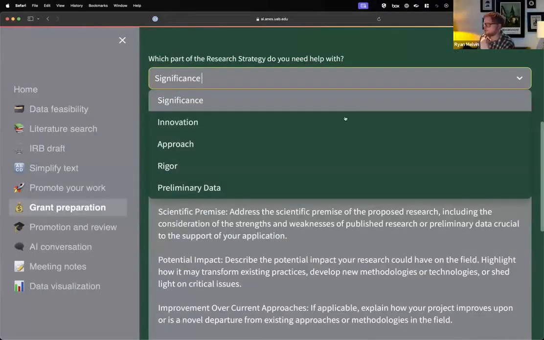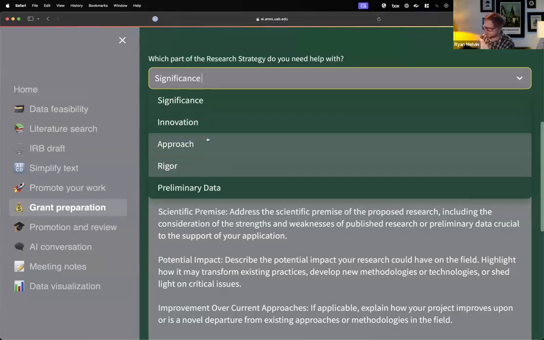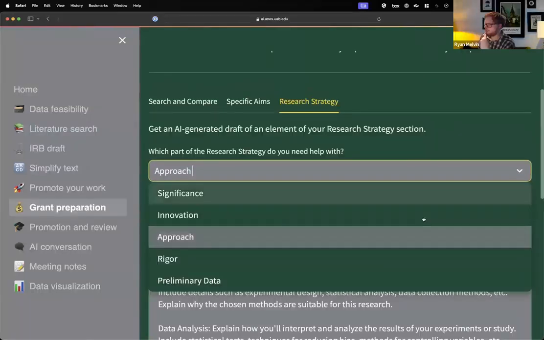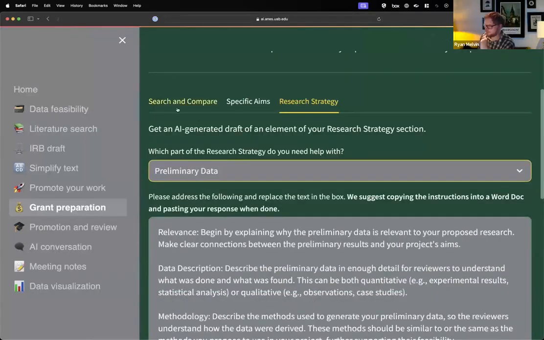It can also help you with research strategy. This is probably our least user-friendly one. You have to come in this text box and enter a bunch of details, but it will help you write your research strategy sections if you want.